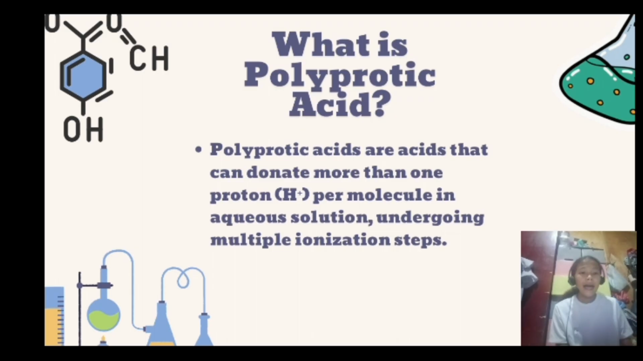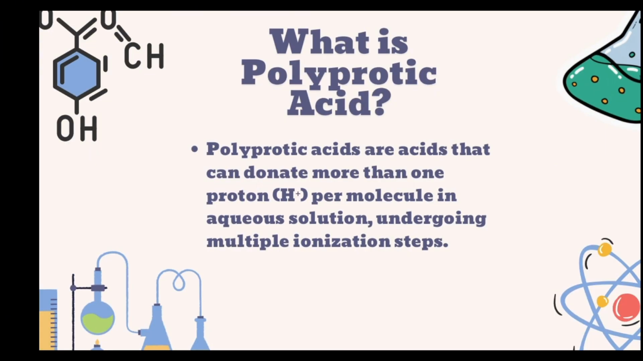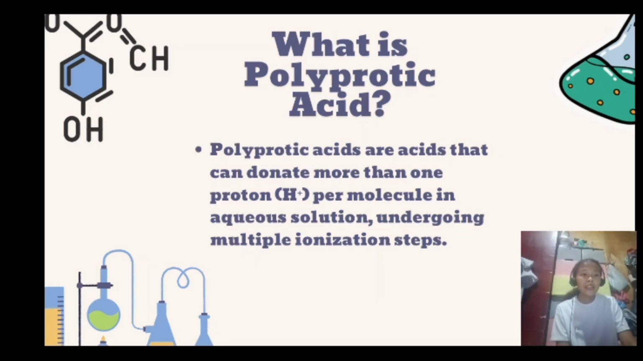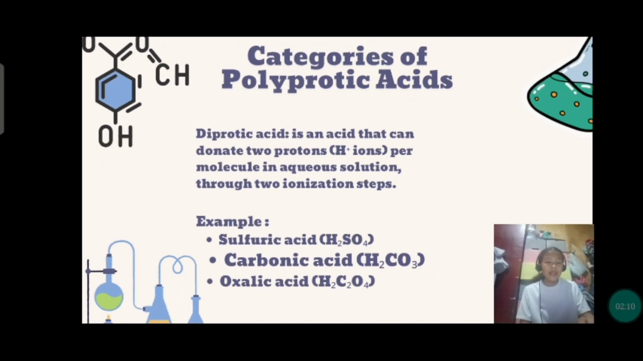Polyprotic acids donate more than one proton per molecule in an aqueous solution, undergoing multiple ionization steps. This means that when these acids ionize or release hydrogen ions, they do it in multiple steps. Each step removes one hydrogen ion at a time. Just think of it like peeling an onion. Each layer represents one hydrogen ion being released. Let's proceed to their categories.